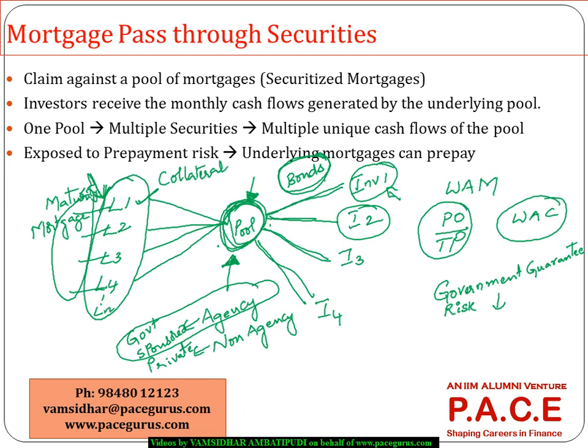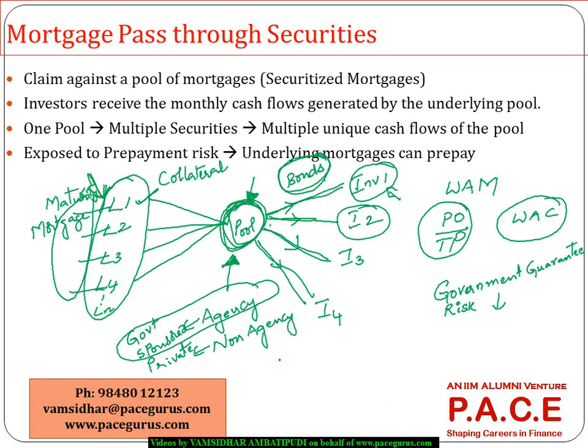Now, how this pool structures the cash flows to each of these investors, how the interest payments happen, what is paid as a coupon, what is the payment of the principal, are there any intermediate principal repayments. All these things differentiate one pass-through from the other.